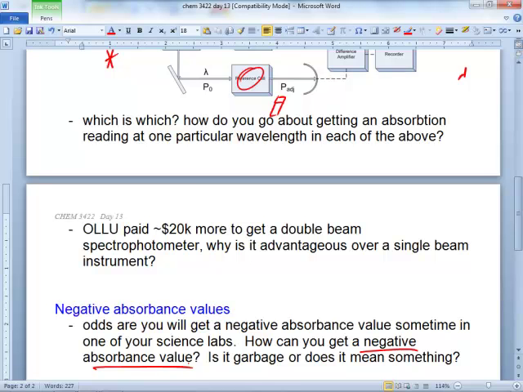You get a smaller number for the P over P0. There you go. Because we're comfortable with positive absorbance readings, that means P is what, bigger or smaller than P0? How do P and P0 compare? P is the light that gets through the sample. P naught is the incident intensity. They're both intensity measurements.